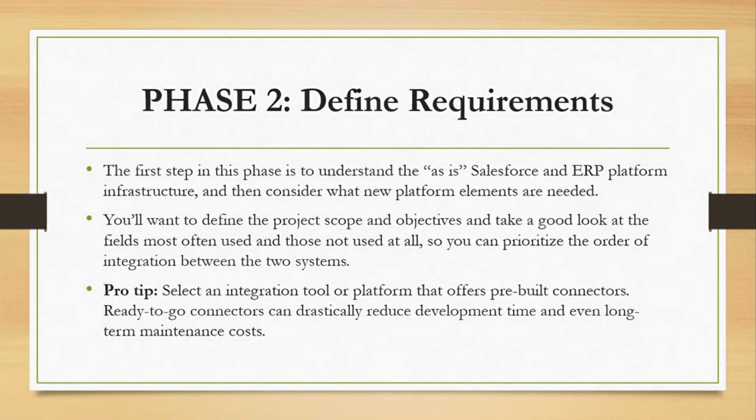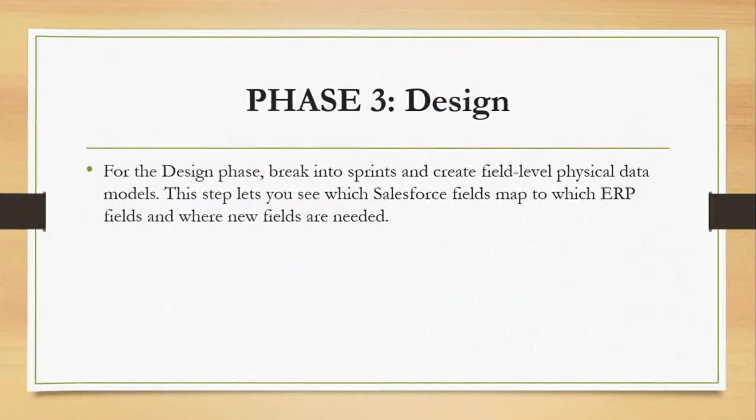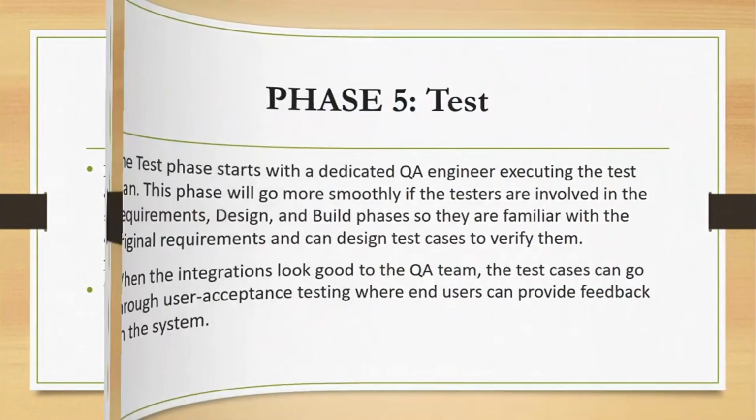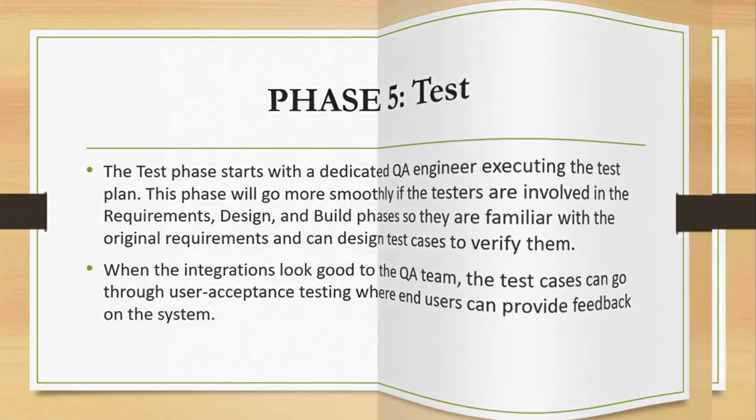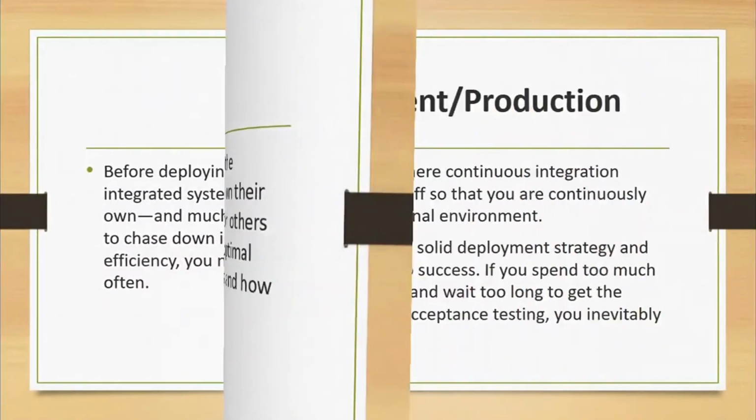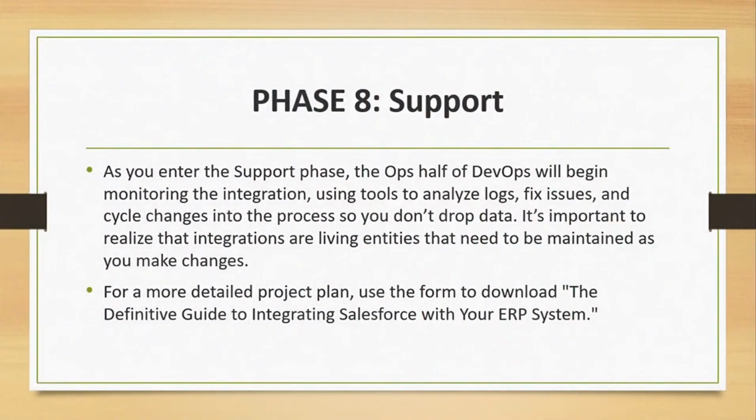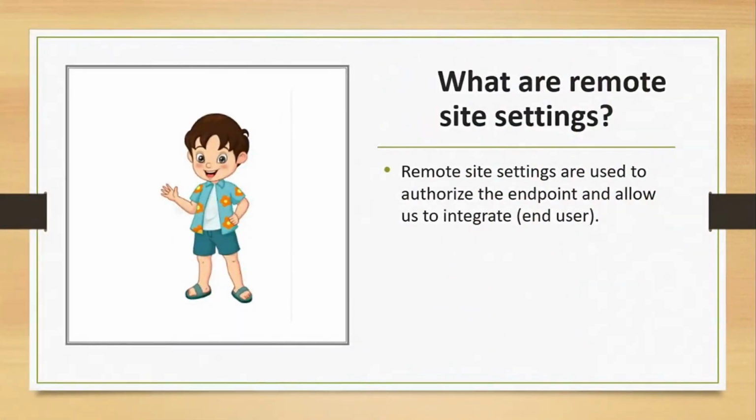Phase 2, define your requirements. Phase 3, define your design. Phase 4, you build your application. Phase 5 is test. Phase 6 is train. Phase 7 is deployment to your production. Phase 8 is your support. And what are remote site settings? Remote site settings are used to authorize the endpoint and allow us to integrate.